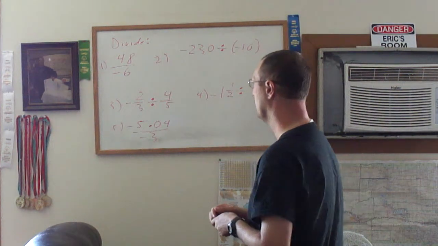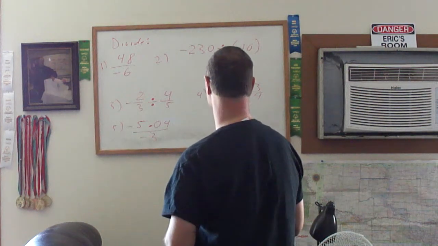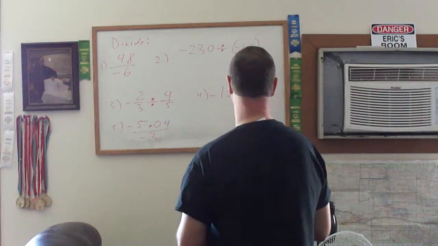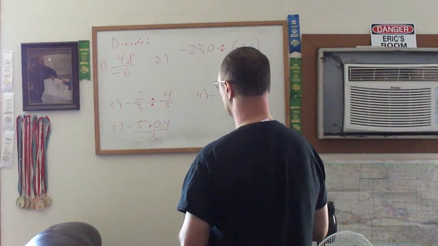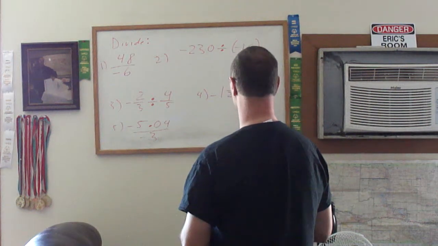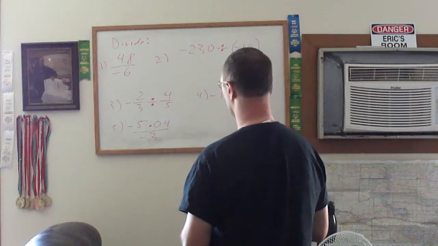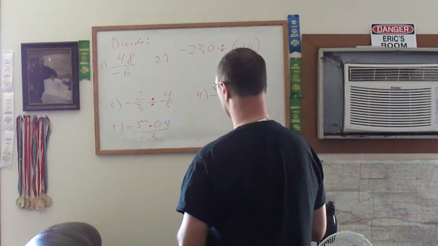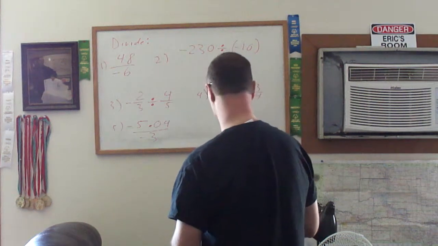Here's the quiz: 48 divided by negative 6, and then 230 divided by negative 10, and then 2/3 divided by 4/5, and then 1 1/2 divided by 3/4, and then 5,400 divided by negative 3.